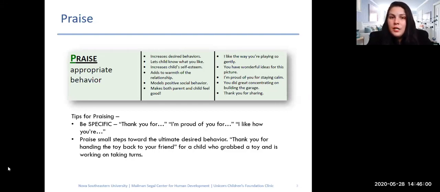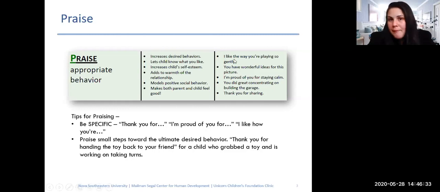So another thing that I want you to consider with praise is, you want to praise every small step towards the ultimate desired behavior, right? So here, thank you for handing the toy back to your friend, right? So this is a child who grabbed a toy and is working on taking turns. Right away, we're not going to expect children to know how to take turns if that's the ultimate goal. But the fact that they were able to hand it back, which is the first step of taking turns, we want to be able to do close approximations.